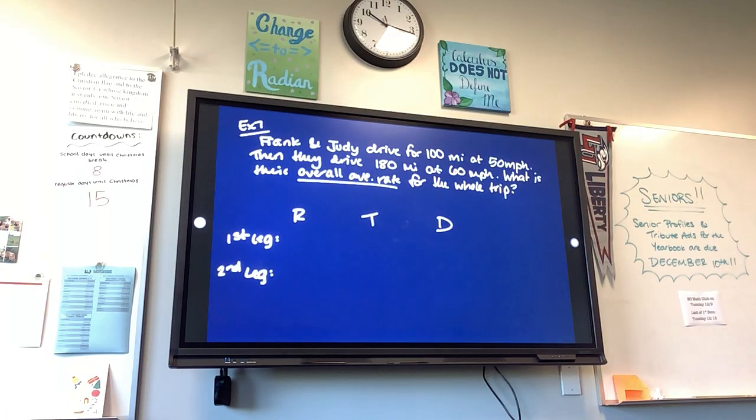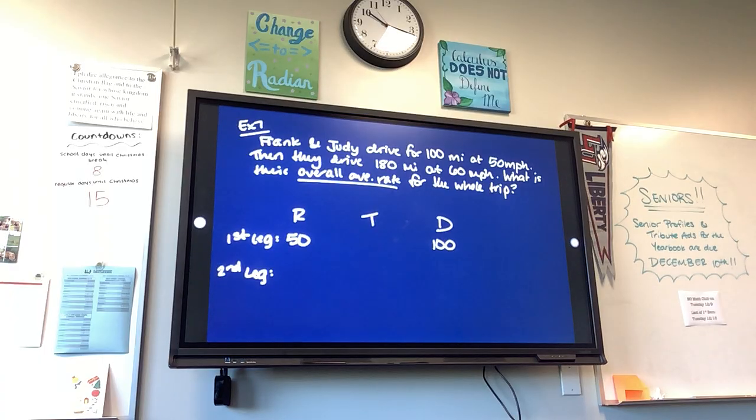Let's see what happens when we do this. Let's try filling in the table with the numbers. They drove for 100 miles. What's 100 miles? A distance. And they did it at 50 miles per hour. What is that? A rate. Stop. Oh, sorry, I did miss the 50. Back to the stop. What is the time?